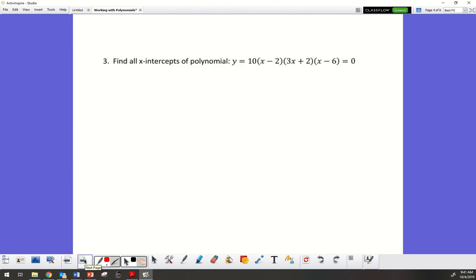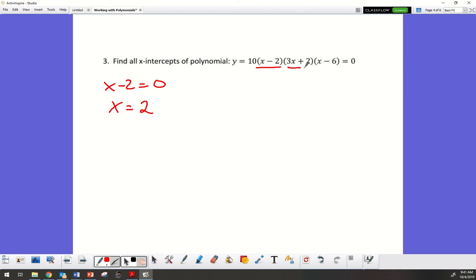Find all x-intercepts of that function. Okay, so now this one I have the factors, but now I need the answers. So I'm going to set this equal to 0, right? So I have x minus 2 equals 0. What am I going to do to figure out the solution? Add 2. So it's x equals 2.